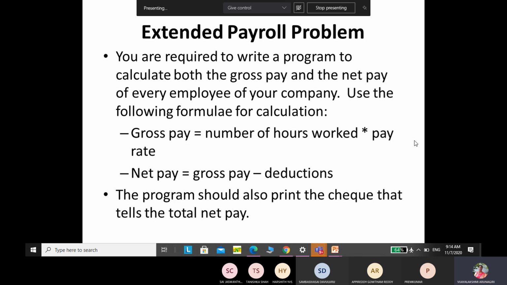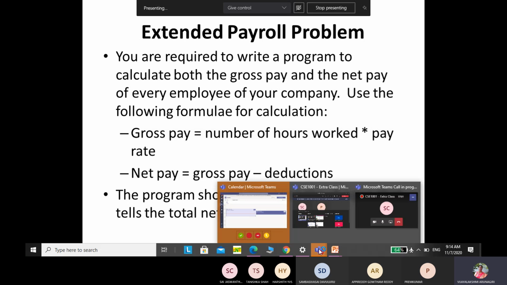Guys, I want a 10 minute break. Shall I, will you be in line, or shall I break the class again? I'll continue. We will be in line, ma'am. Okay, you do these 4 problems. I'll come within 10 minutes. Copied, no? Yes, ma'am, copied. You do it, I'll come. Okay, ma'am.